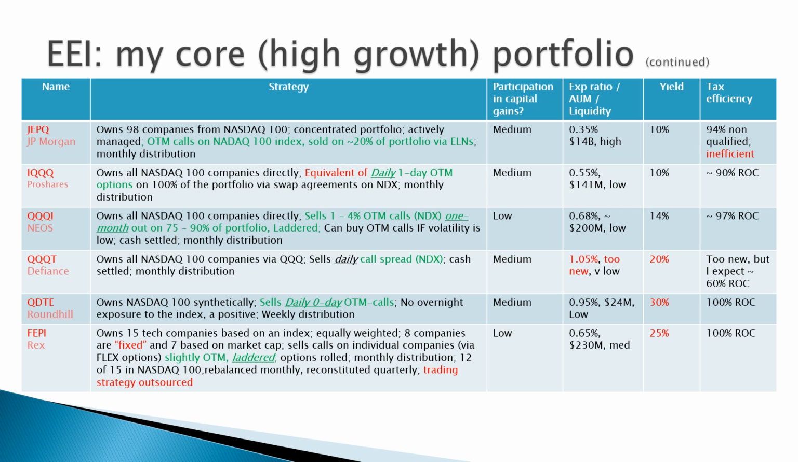The name and the provider of the ETF is the first column, the strategy is the second column, the participation rate in terms of capital gains for the ETF is the third column, then expense ratio, assets under management, and therefore liquidity in the fourth column, yield in the fifth column, and tax efficiency.